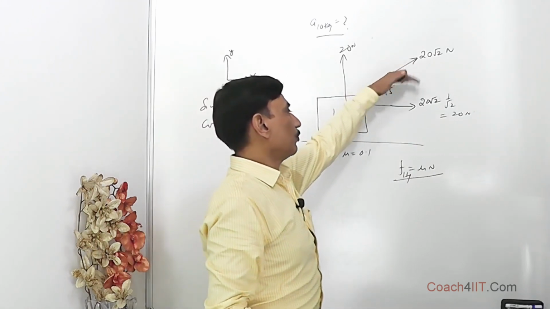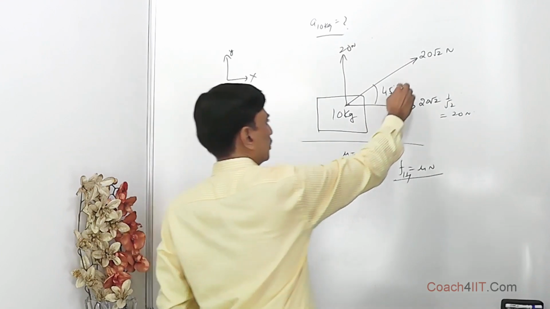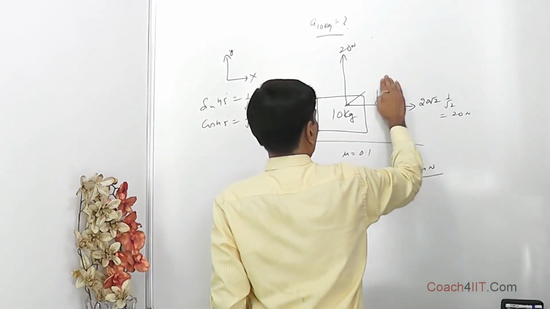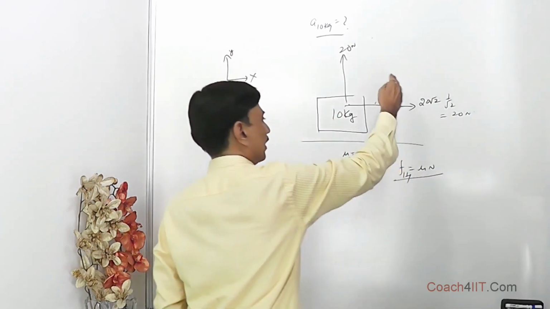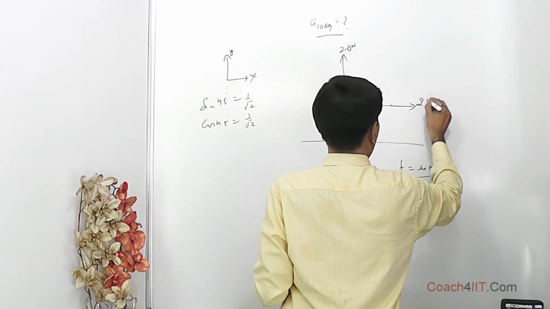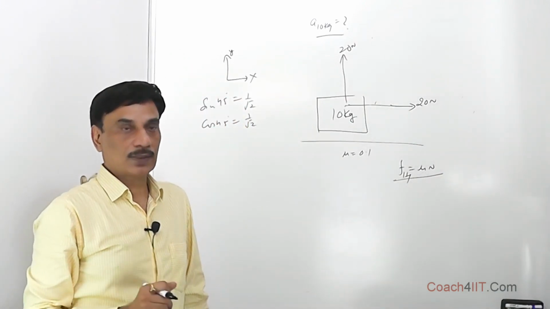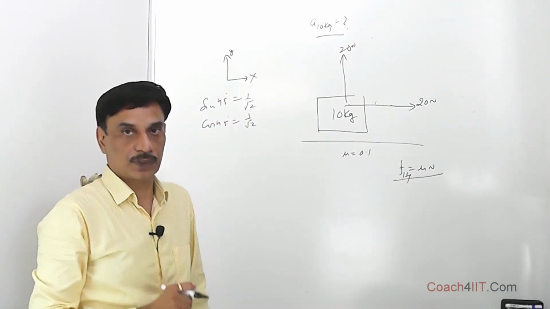Whether you apply a single force or you apply its components, that's one and the same thing. Now we have broken it into components, so its job is done. We can remove this force because it is now being represented by its components. So we have a 20 Newton force this way and a 20 Newton force in this direction. We are asked the value of acceleration of this block.